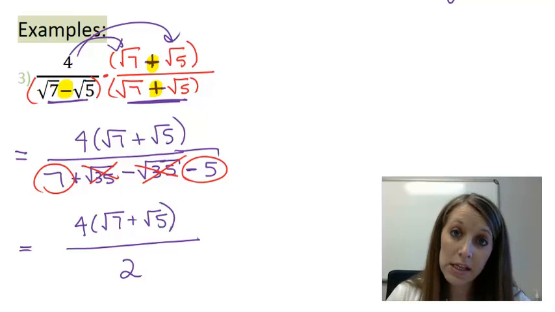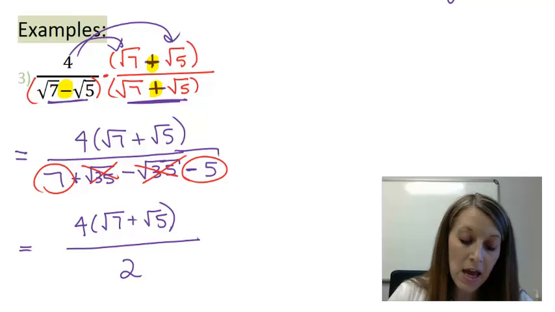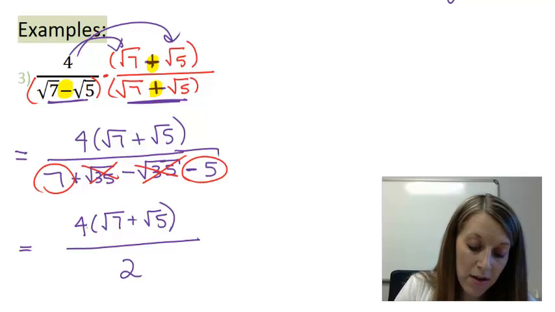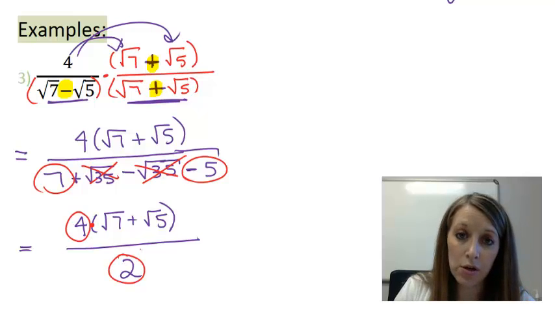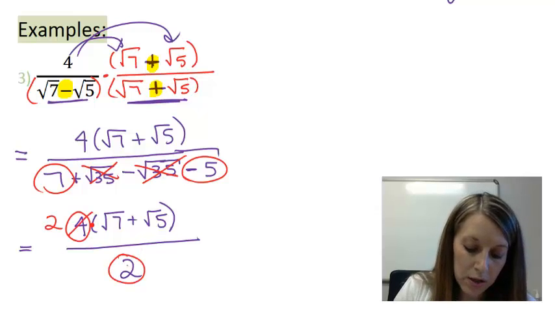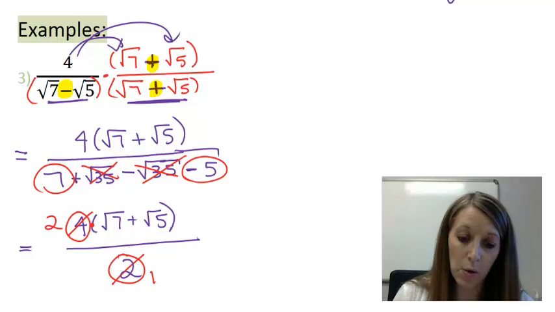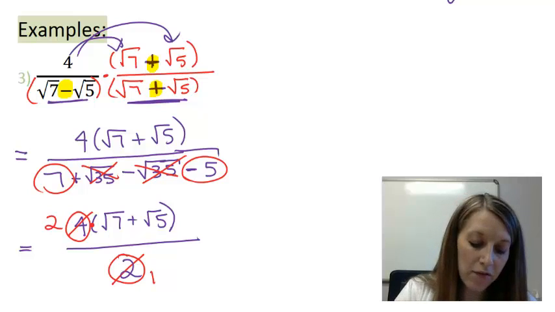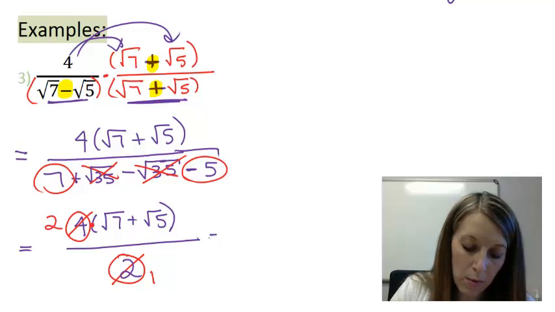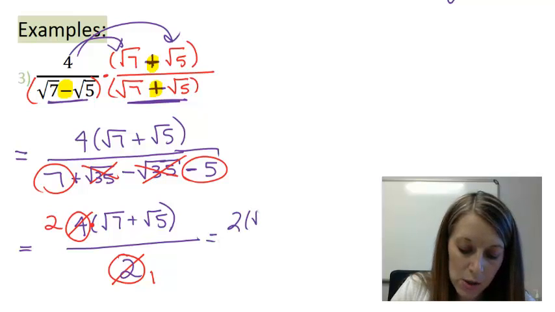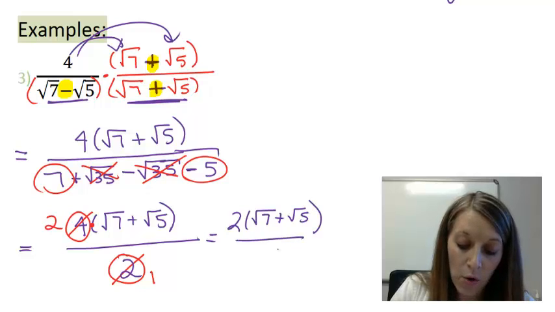Now, it's best in this problem to leave it as is, because if I look, I have it in multiplication form where I can reduce my 4 and my 2. 4 divided by 2 gives me 2, and 2 divided by 2 gives me 1. So all I have left to do in this problem, I'm going to rewrite it, is 2 times my square root of 7 plus square root of 5, and that is technically over 1.